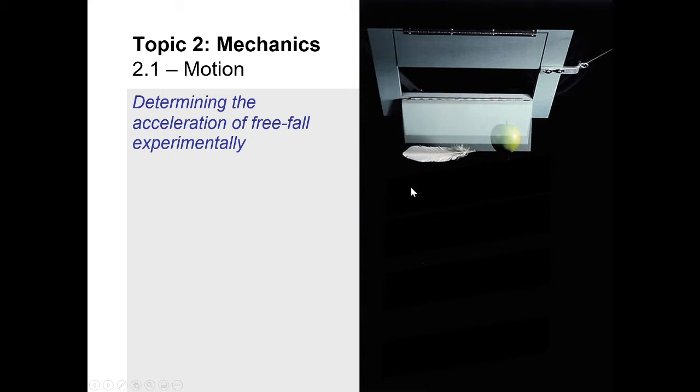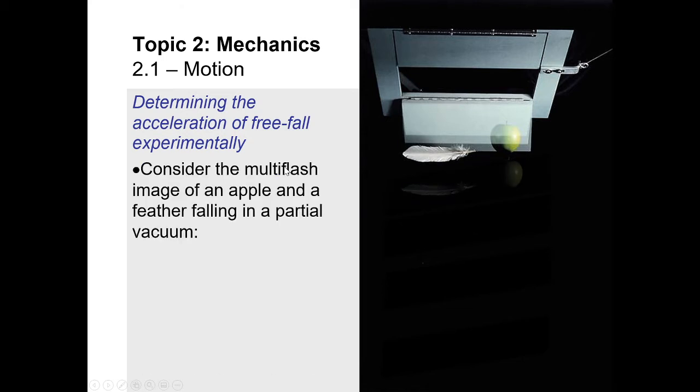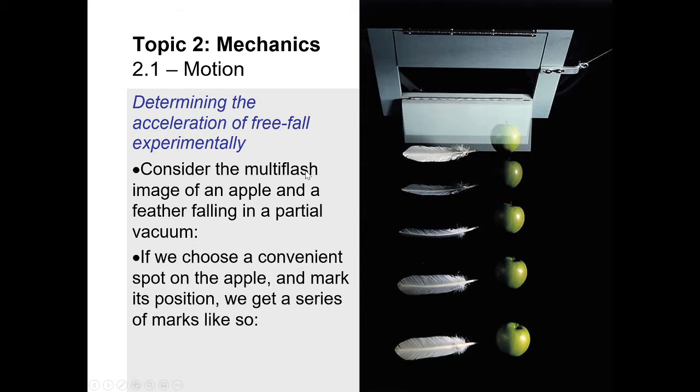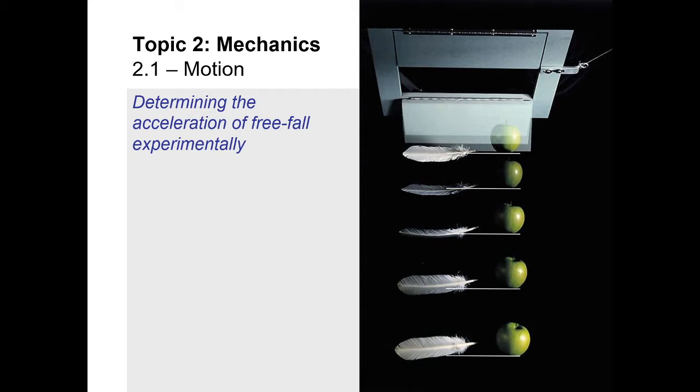In this slide, we're going to experimentally determine the acceleration due to gravity by comparing an apple with a feather. And this is a time-lapse snapshotted series of pictures. Okay, so there are several pictures taken at equal time intervals of how this apple and this feather fall in a partial vacuum. So it's close to a vacuum. Now what we're going to do is pick a convenient location on the apple so that we have a proper measuring position to compare. So let's say the bottom of the apple.